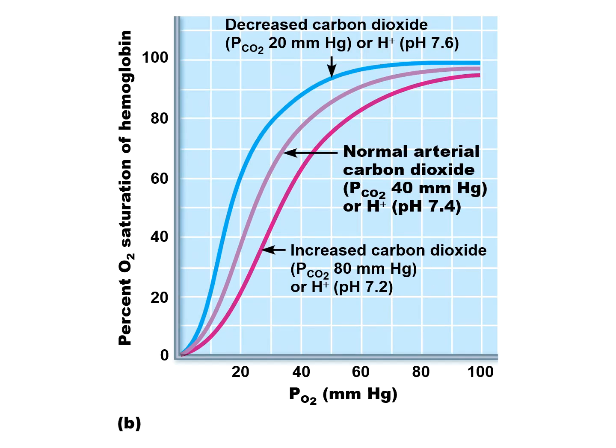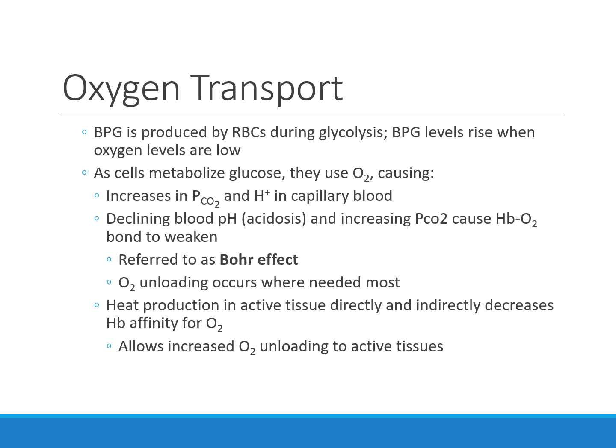Here it is when we're talking about carbon dioxide. So when we have normal arterial carbon dioxide, you can see what happens to the saturation of the hemoglobin compared to when you've got increased and decreased amounts. BPG is produced by the red blood cells during glycolysis.